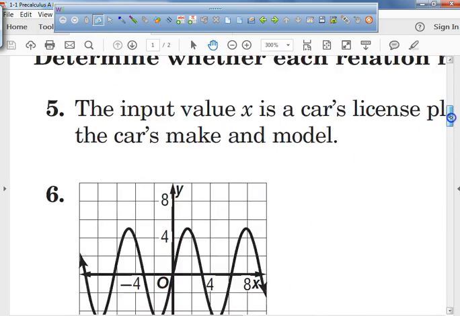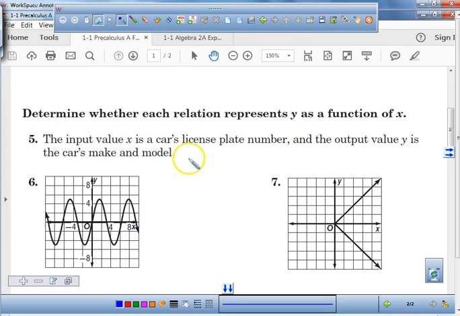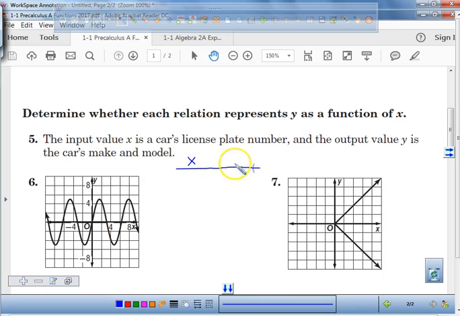So let's look at this word problem. We're going to zoom out and take a look at the word problem. It says, the input value x is what for problem number 5? What's the input? A car's license plate. So I'm just going to put x represents the license plate. And what does y represent in this problem? Haley, you read it. What's the output? Yeah, the make and the model. All right, so we have to ask ourselves, is this a functional relationship?